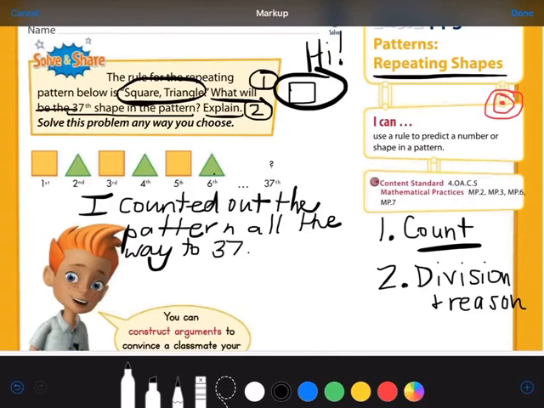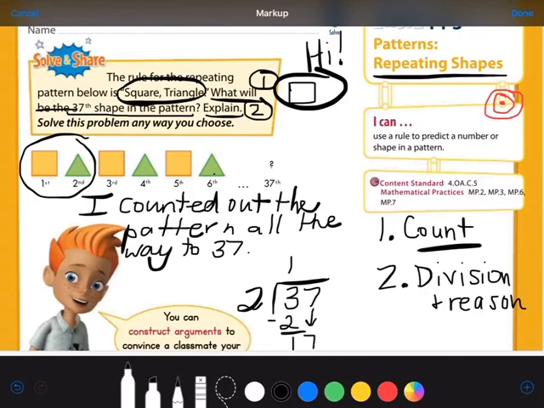Let's try division. When we do a pattern shape like this, we can use dividing by the number of shapes in the pattern. So we said that there were only 2 shapes in the pattern, right? Square, triangle. So it's a pattern of 2 shapes. So I can take 37 and I can divide it by the 2 shapes. Does 2 go into 3? Yes. 1 time. 1 times 2 is 2. I can subtract. I'm going to bring down my 7. 2 goes into 17 8 times. And then 8 times 2 is 16 down here. I can subtract, and I'm going to have a remainder of 1.